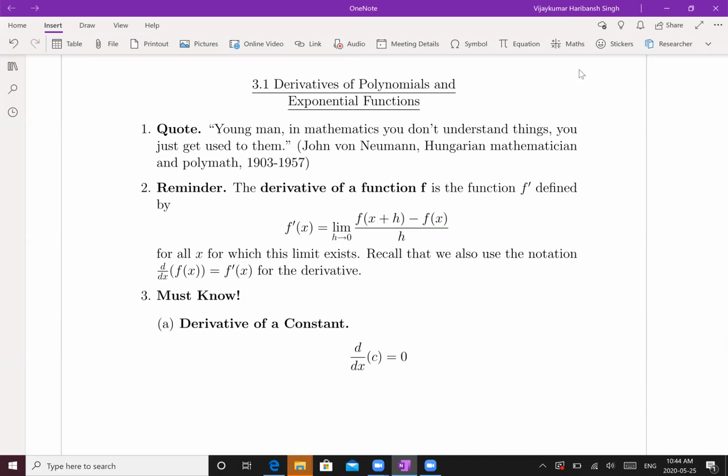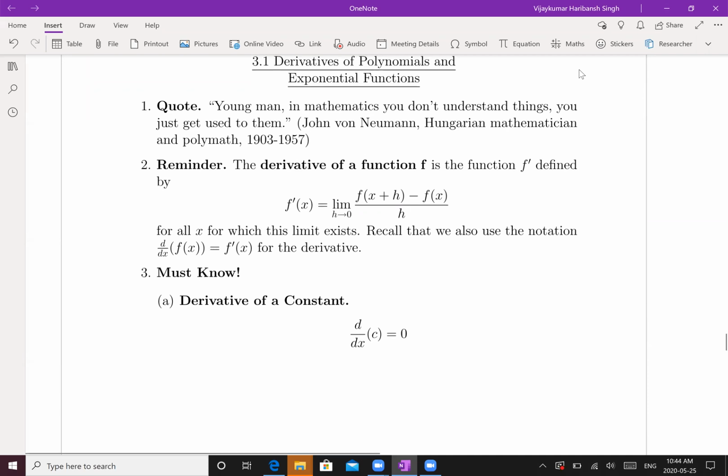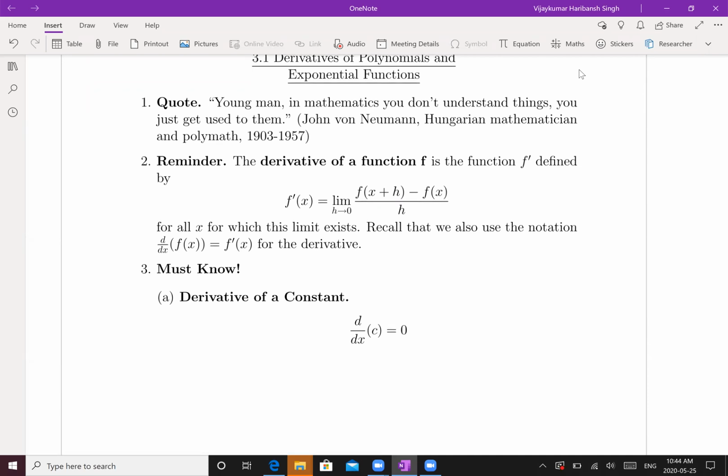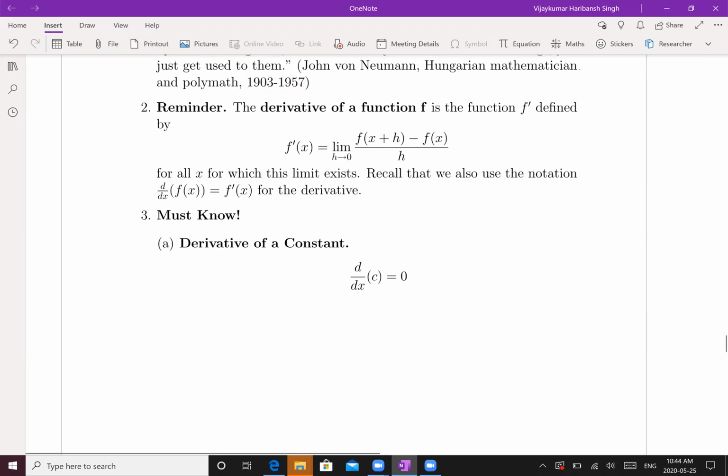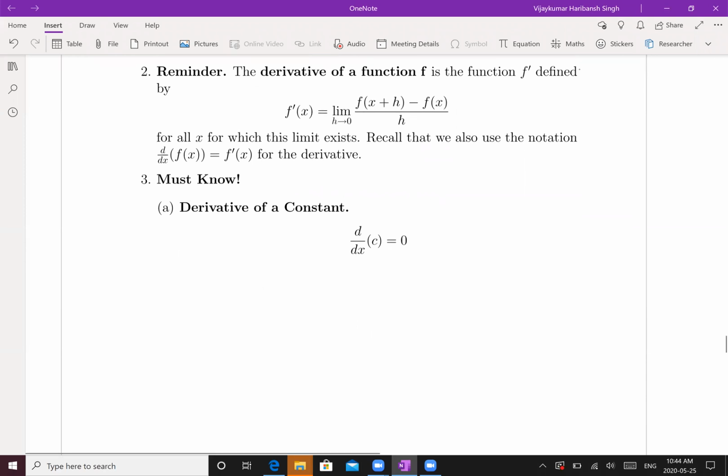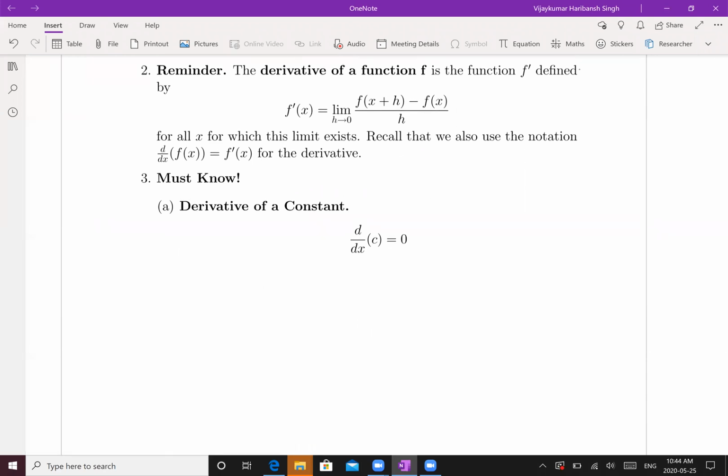So now we'll develop some formulas for the derivatives so that we can compute them with ease. Recall the derivative of a function f prime is the limit as h goes to 0 of f of x plus h minus f of x over h, provided this limit exists. So the first thing we want to prove is that the derivative of a constant function is 0.